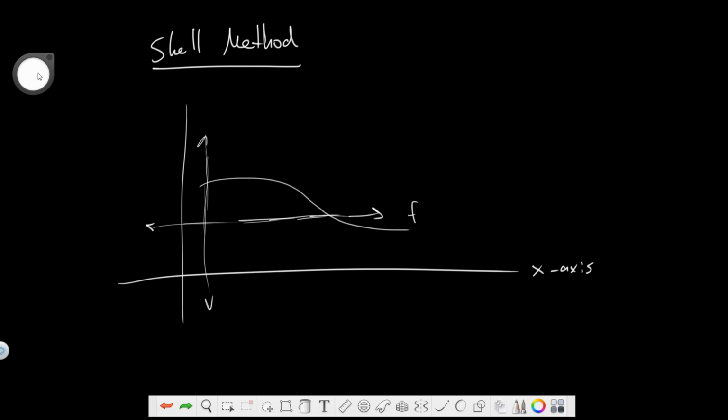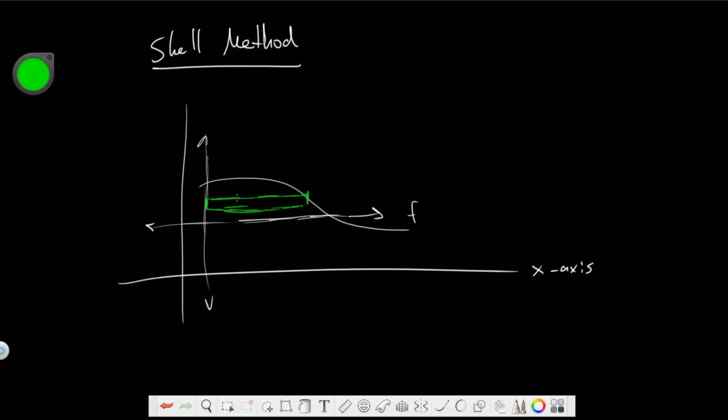So the idea with the shell method is I'm going to take a little bit of this region right here, and I'm going to revolve it around the x-axis, and I'm going to immediately have a cylinder with an inner cylinder cut out.